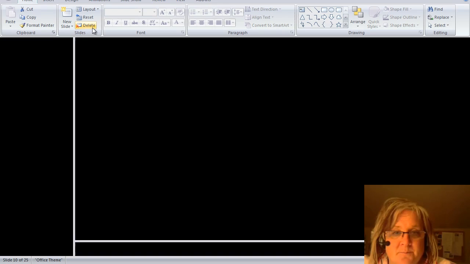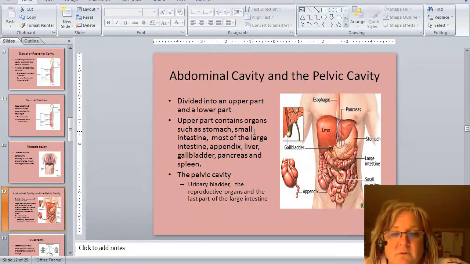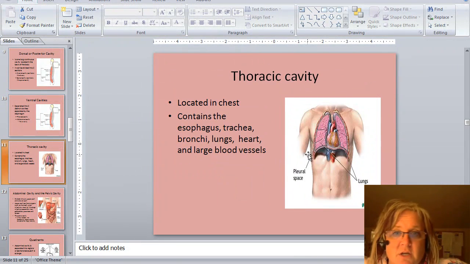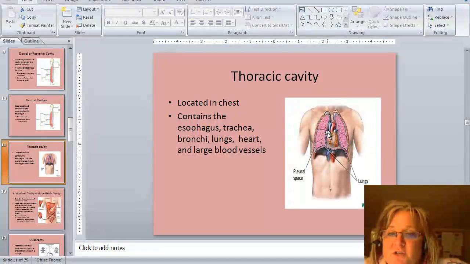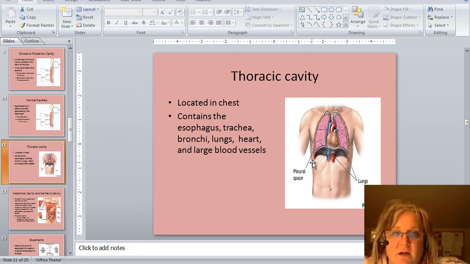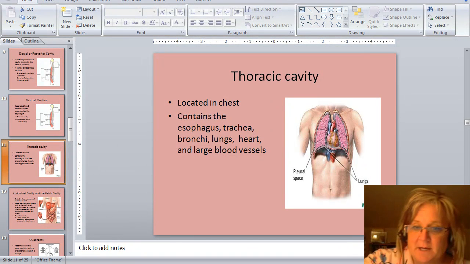Whoops. Oh, sorry, Charlie. And the blue one is your vena cava. The blue is the vein. The red is the artery. Okay. And I will stop right here for today.